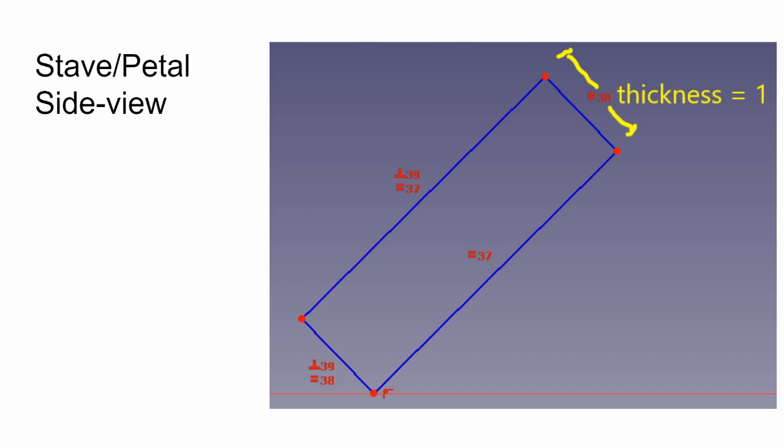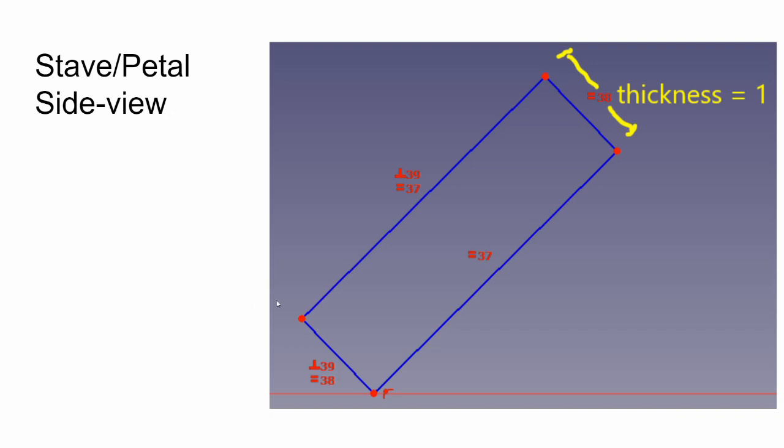Let's think about, again, we're looking at the bowl here from the side, but let's just look at an individual stave or an individual petal, and we're looking at it from the side. Now, prior, we were kind of looking at everything as if it was just a plane and didn't have any thickness, but it's going to help our analysis and be more realistic if we imagine that it actually has some thickness.